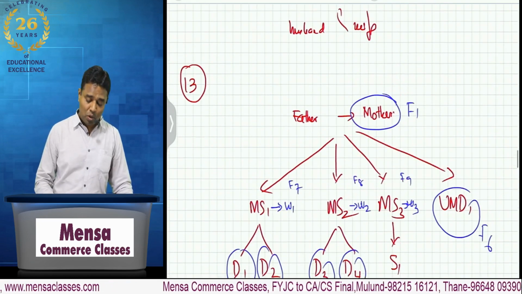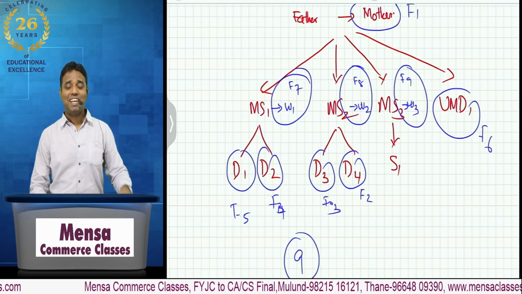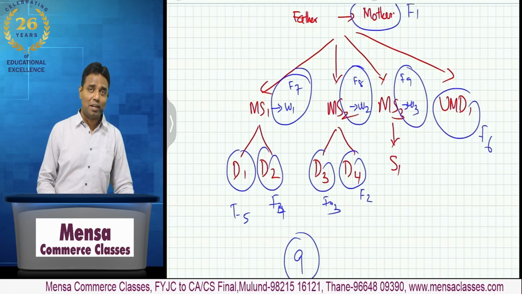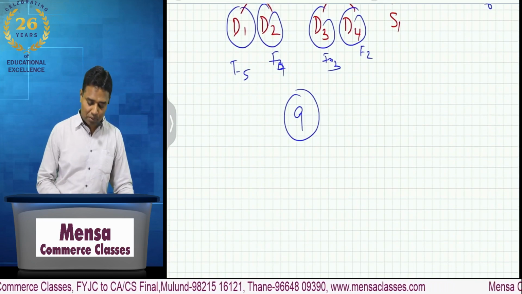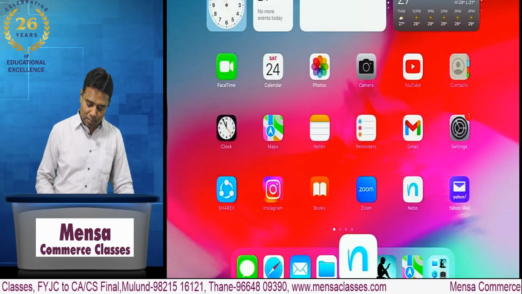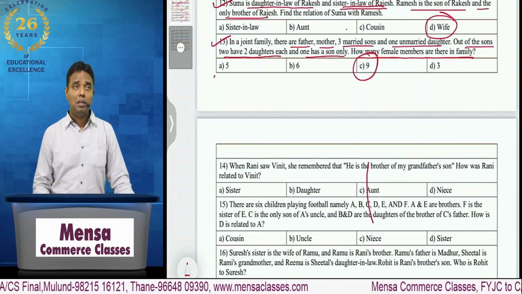Many of them will skip this. This is very, very important because it is not specified in the question. So you technically tend to forget it. Don't do that. Otherwise you will lose mark in a very, very simple question. Right? So answer is 9. Let's move on further. That is our option number C.